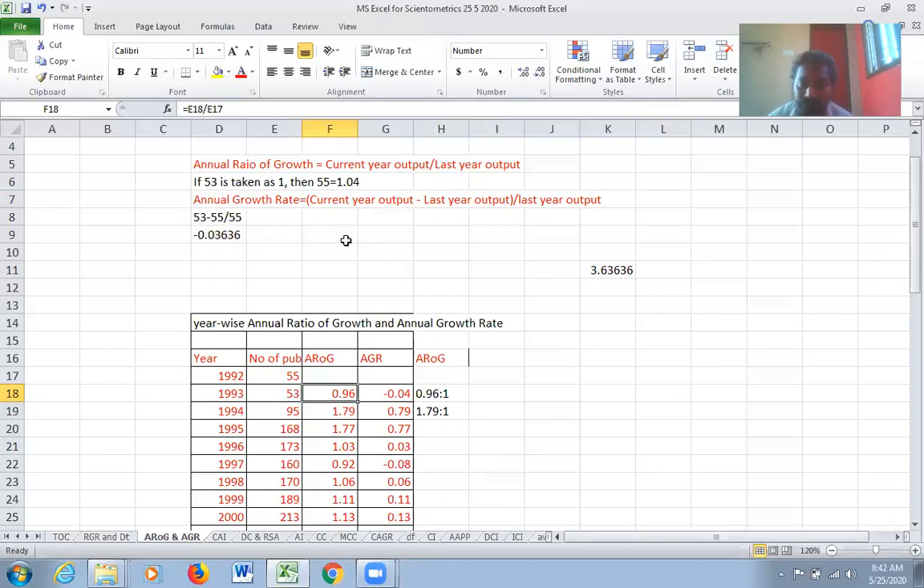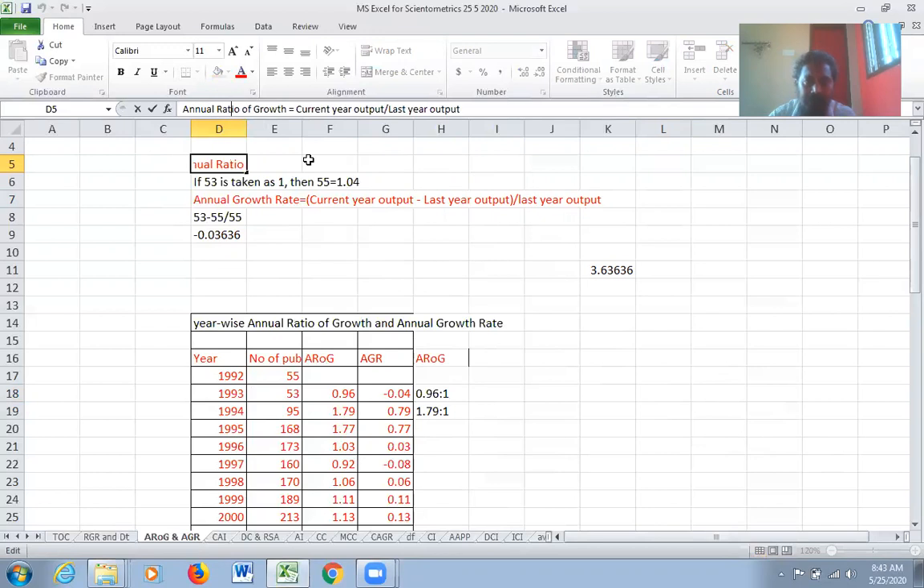Then as far as annual growth rate is concerned, it is current year output minus last year output divided by last year output. That is, 53 is the current year minus 55 the last year. That means you're having a negative growth: we had 55 last year, this year only 53, so minus 2. So minus 2 divided by last year output 55, and you get minus 0.04. So we have an annual growth rate which is in the negative form. These two corrected formulas you can use for calculating annual ratio of growth and annual growth rate. Okay, I think that's clear from my part.